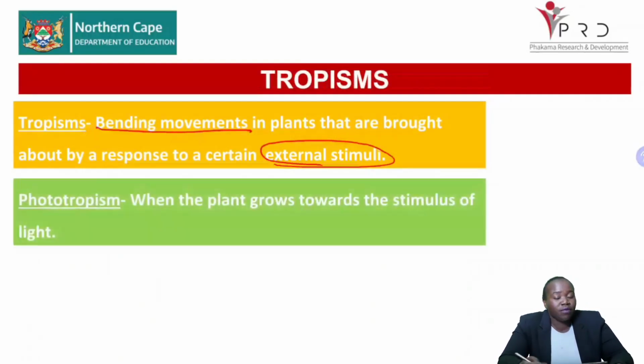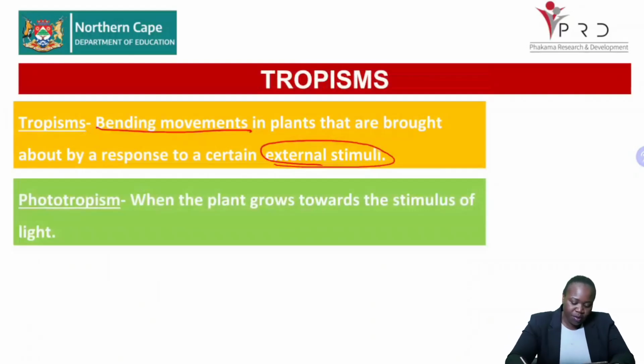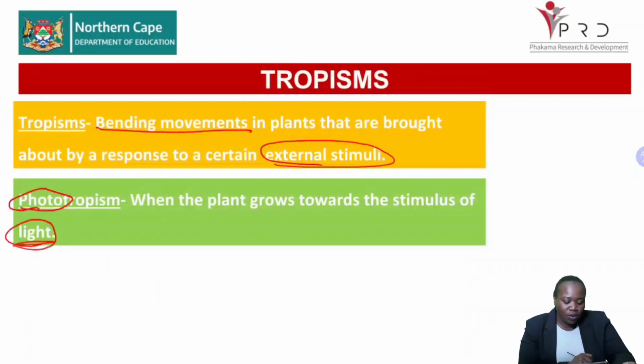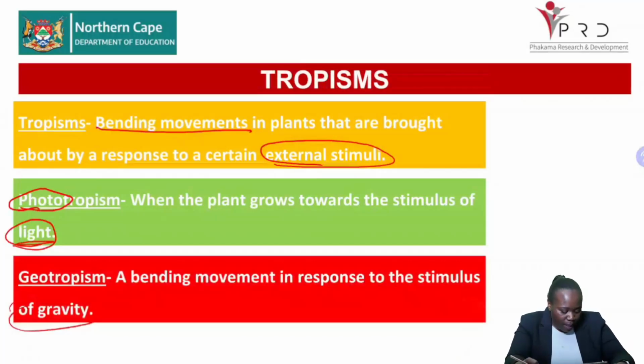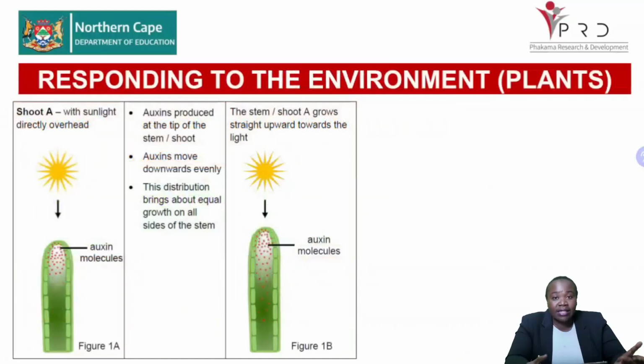Now let's look at what phototropism is and what geotropism is. Phototropism is when the plant grows towards the stimulus of light. Photo means light, so that is what it means. Geotropism is a bending movement in response to the stimulus of gravity. So this is when the plant responds to gravity. We are going to look at that in the stem and in the roots.